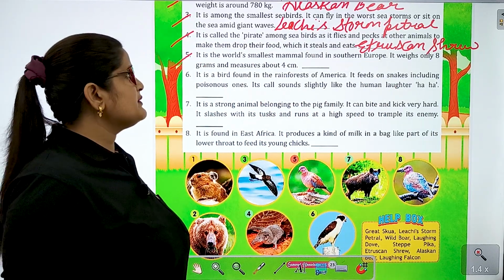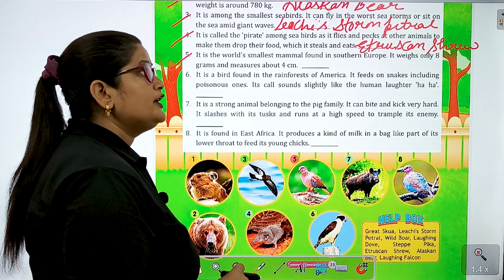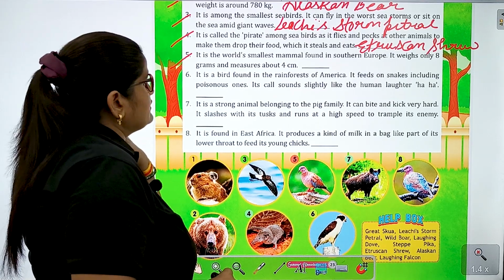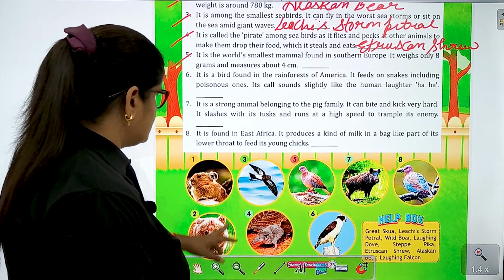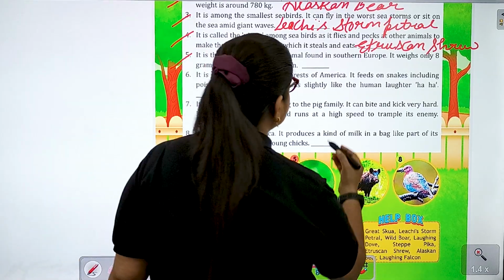It is the world's smallest mammal found in southern Europe. It weighs only 8 grams and measures about 4 centimeters. Number 5 is great skua.